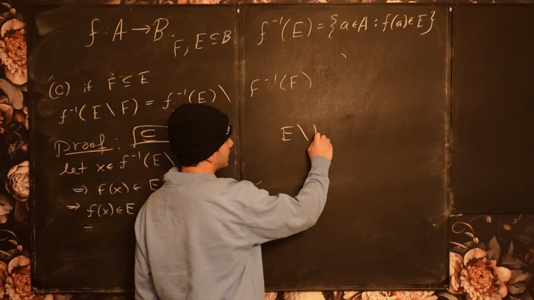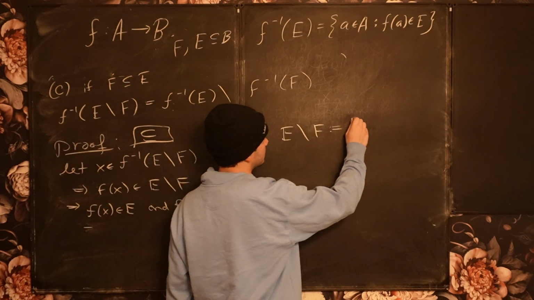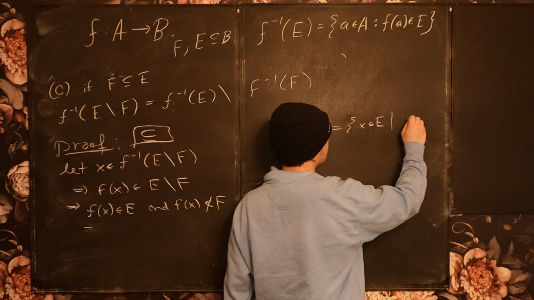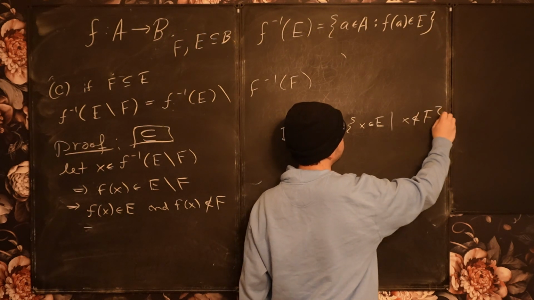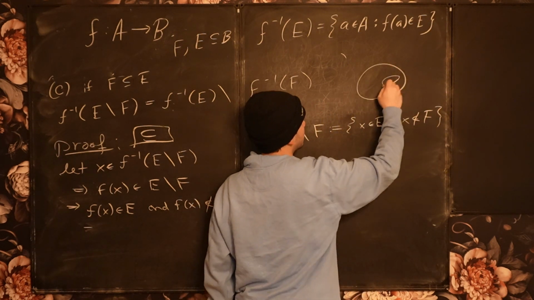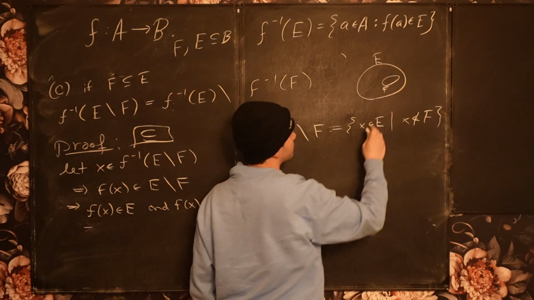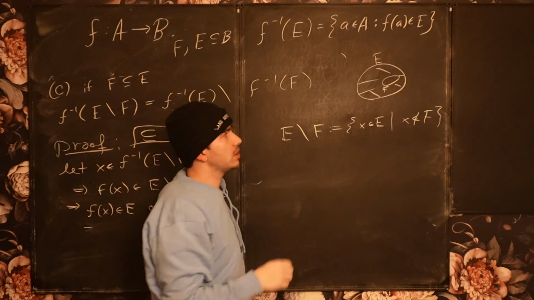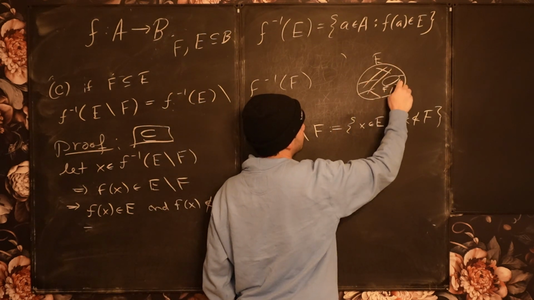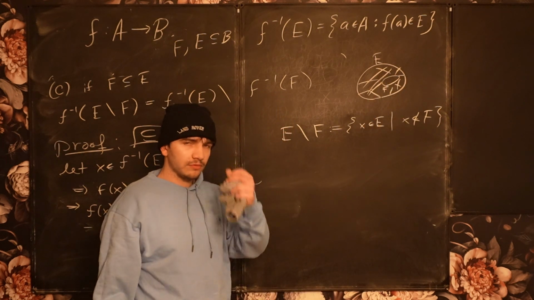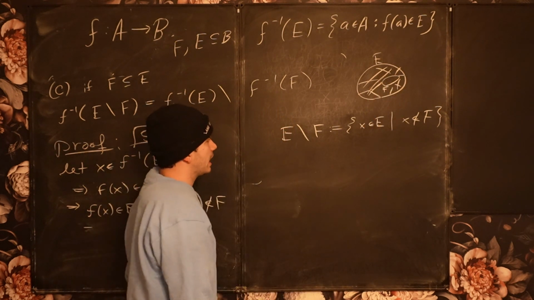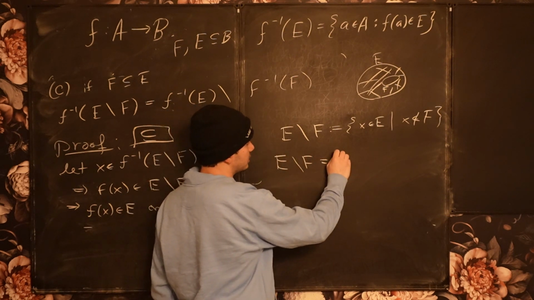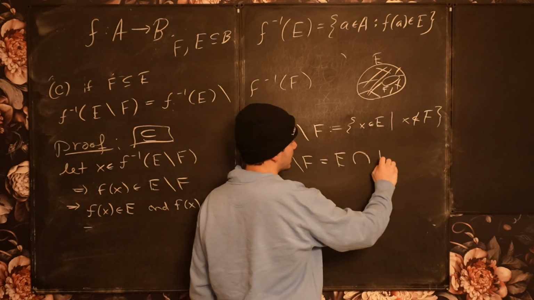So E set minus F is defined to be the set of x in E such that x is not in F. Okay, so the picture here is: here's E, here's F, then E set minus F is everything in E which does not belong to F. So we're cutting out F from the set E. And another way to describe this would be that E set minus F is equal to E intersect F complement.